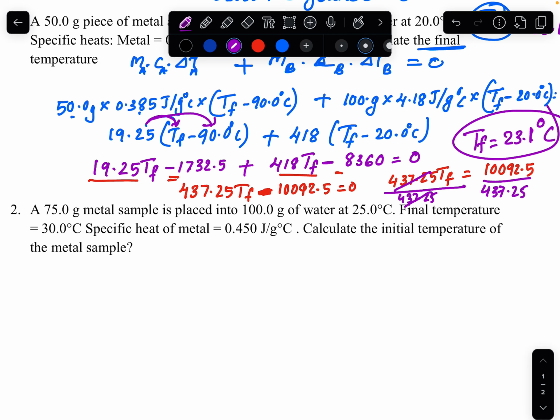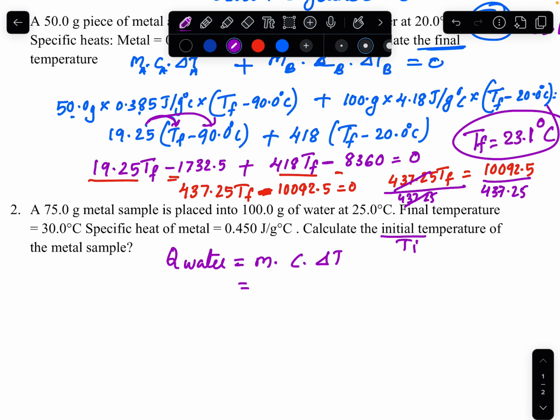Let's go. The second question is calculating the initial temperature of the metal. That is TI. So TI will be different for both of them. We can first calculate Q of water, then find the negative of that. So that will be easy. M times C times delta T, or you can do it in one step. That's up to you. This question you can do both ways. The other one, that's the only way.